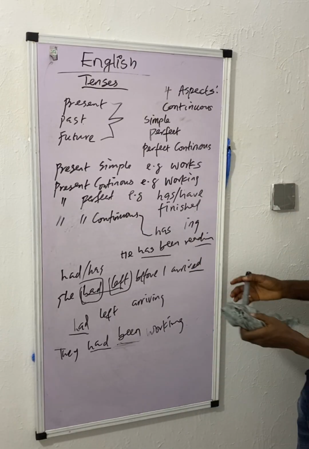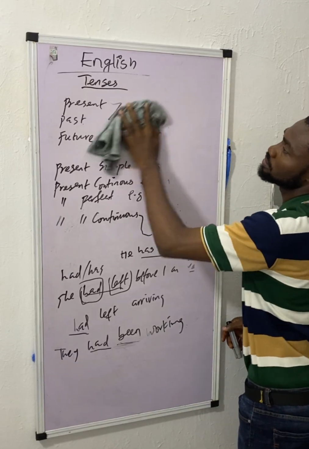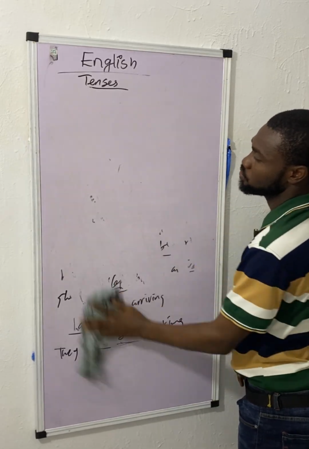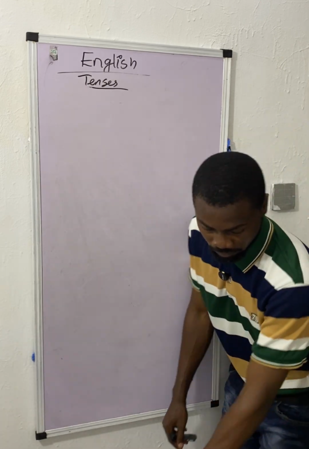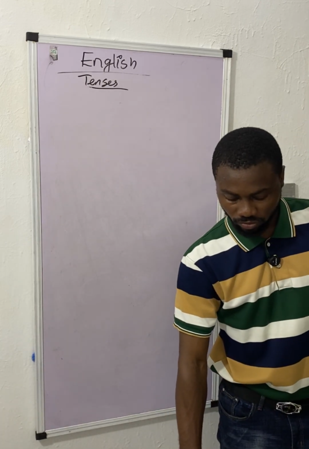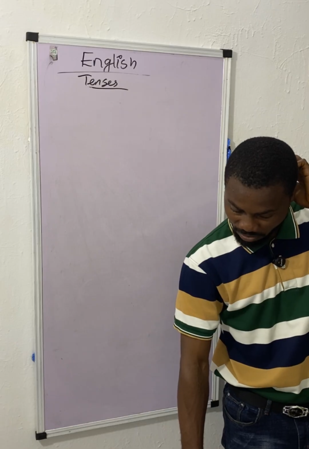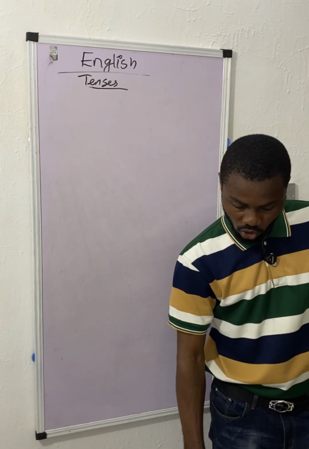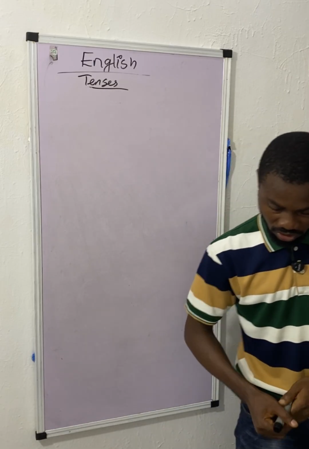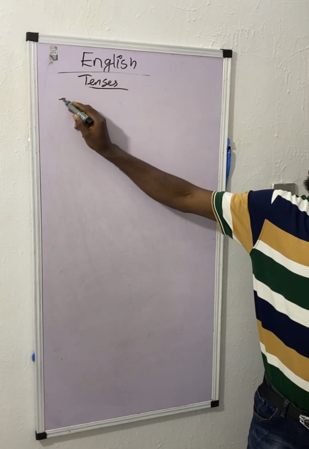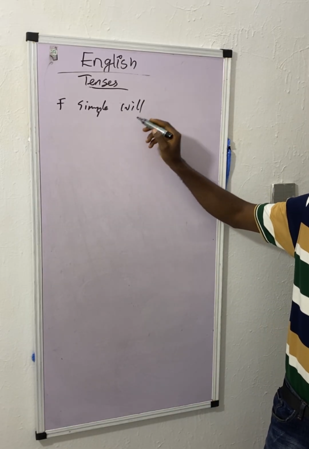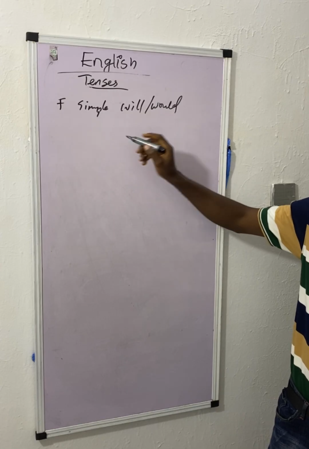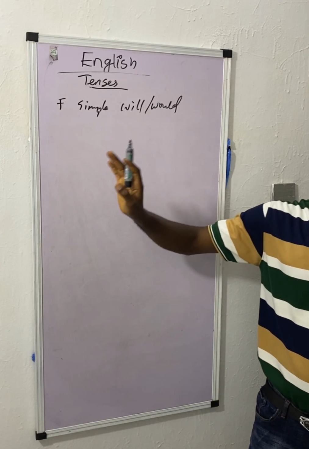Now let's look at future quickly. Future tense quickly with all the aspects, 4 aspects. For future tense, remember that future is talking about something that is likely not going to happen or something that will happen in the future. Okay. For future simple, we just put will there or would. All right. I will do it. That's future simple.